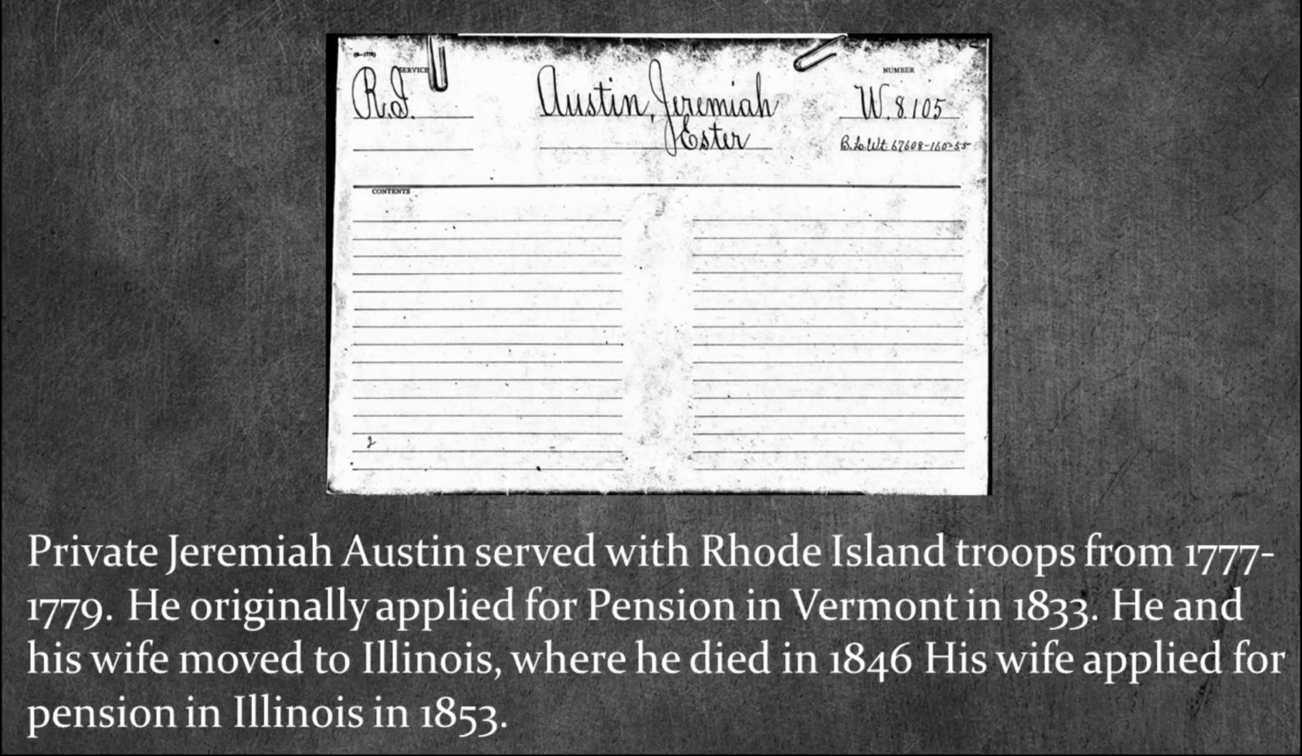She did not apply for pension in Illinois until 1853, which is actually kind of surprising, because usually widows don't have an income to sustain them once their husband's veteran's pension runs out. So throughout the course of reading the pension file, there is this letter that's included, and it's from 1975. And it gives me the address of the descendant who's investigating whether or not there's a pension record and a military service record for Jeremiah Austin.